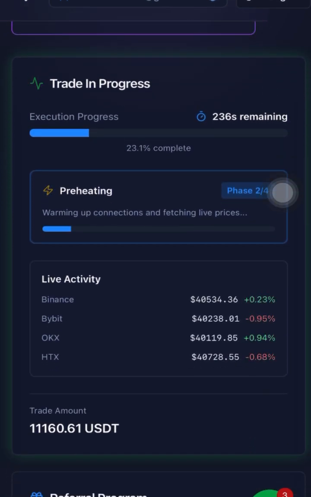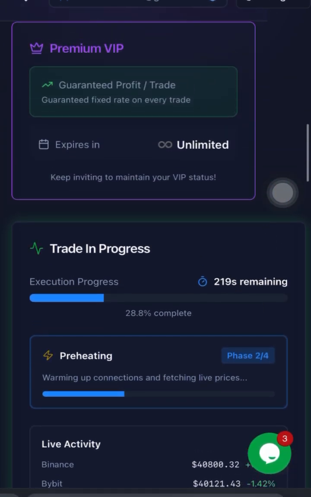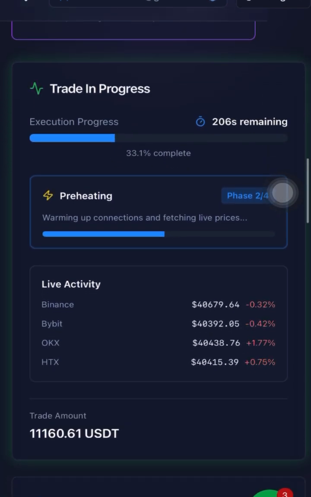You can see that right now it's doing the preheating. That's warming up the connection and fetching live prices. It will be warming up on other exchanges to fetch live prices so that after that it will trade for you. The trading doesn't take more than 5 minutes. It's doing the preheating right now.